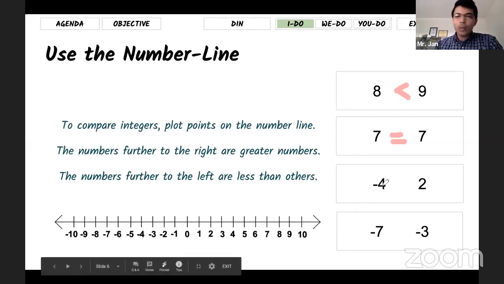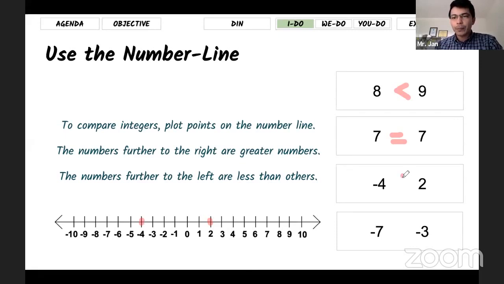So if you put these two numbers on the number line, let's say -4 is right here, okay? And 2 is right here. Which number is on the right side? That will be the greatest one. So 2 is on the right side compared to -4, right? Which means 2 is greater than -4.